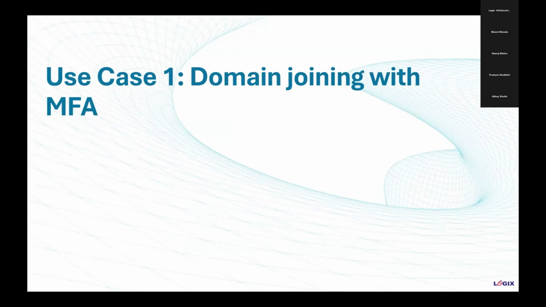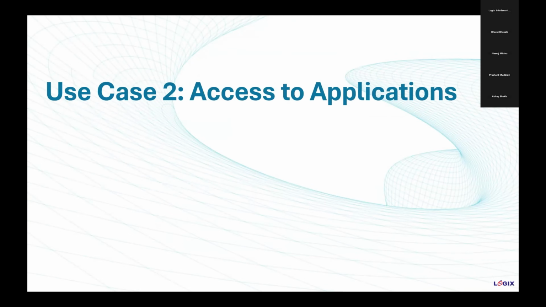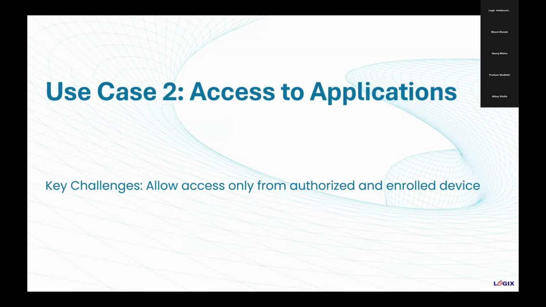So as we've seen in the first use case, we showed how the domain join happens with the specific criteria. We have also showcased the second use case, where we showed how to access Office 365 and SharePoint as applications. And as I mentioned, from a similar Android device and an authorized user, we are able to access that.